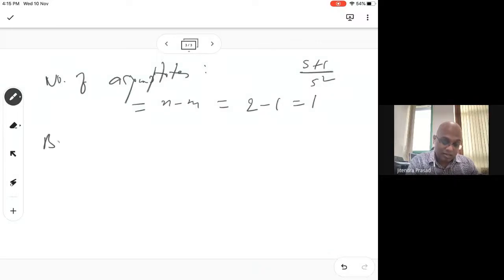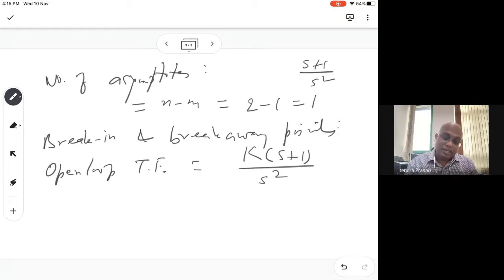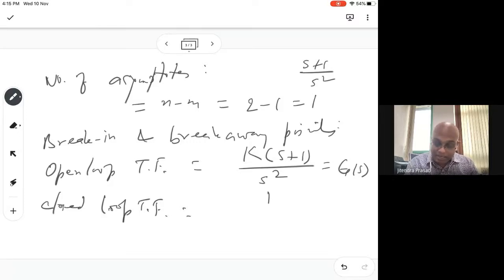So what are known as break-in and breakaway points, and how do you find them? We have the open loop transfer function, which is given by G(s) equals K(s plus 1) divided by s squared. So the closed loop transfer function, let us call the open loop G(s), and H(s) is equal to 1 in this case, will be simply G(s) divided by 1 plus G(s).